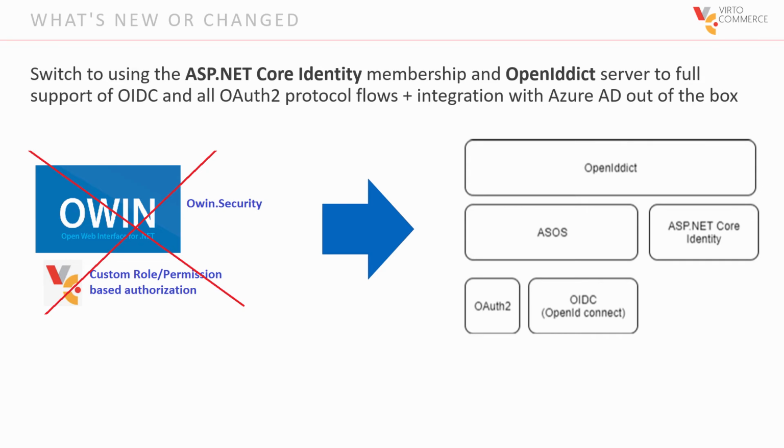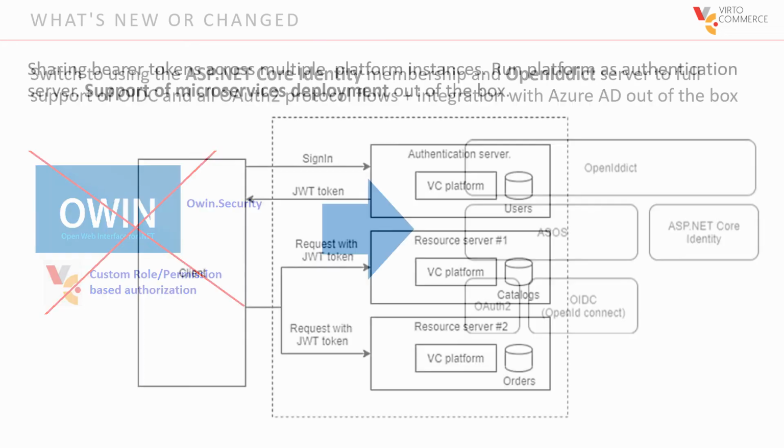Core Identity. Using the standard ASP.NET capabilities for security tasks makes it possible to better unify the product and reduce the learning curve threshold and the number of errors, as well as facilitate integration with third-party identity services.